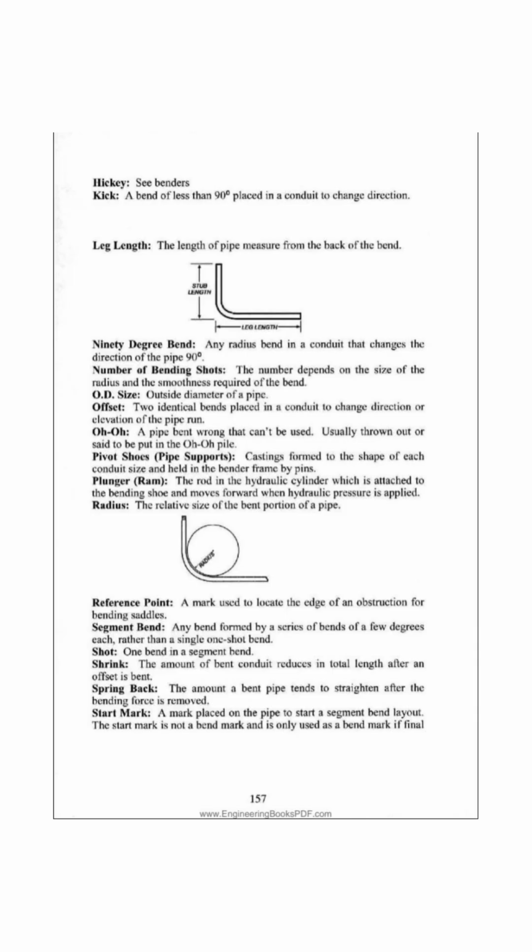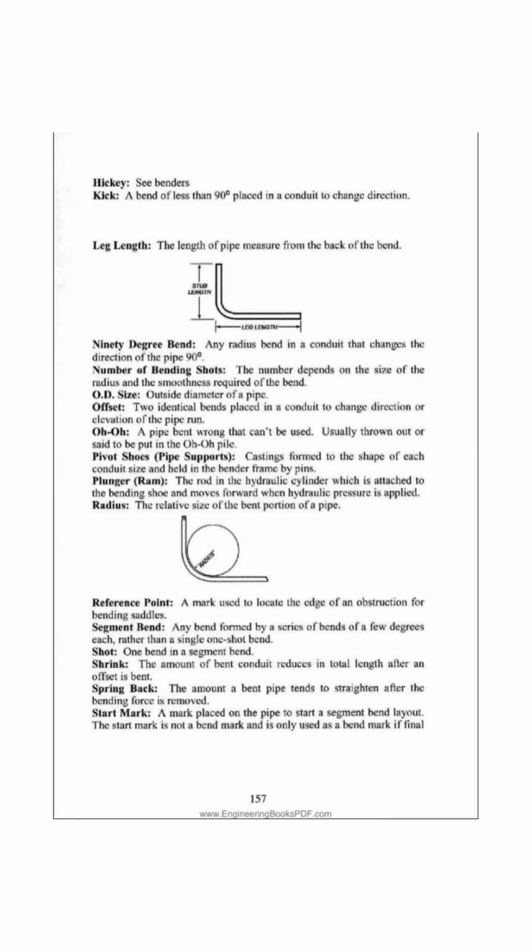Number of bending shots. The number depends on the size of the radius and the smoothness required of the bend. OD size. Outside diameter of a pipe. Offset. Two identical bends placed in a conduit to change direction or elevation of the pipe run. OO. A pipe bent wrong that can't be used. Usually thrown out or said to be put in the OO pile.